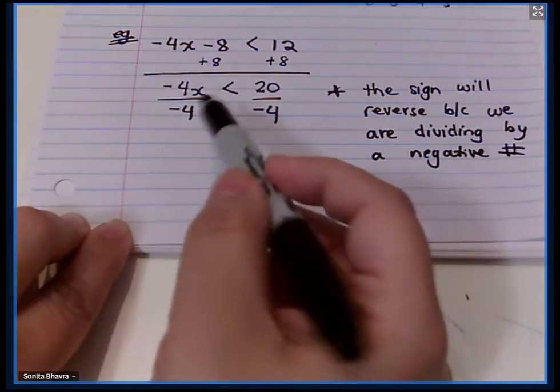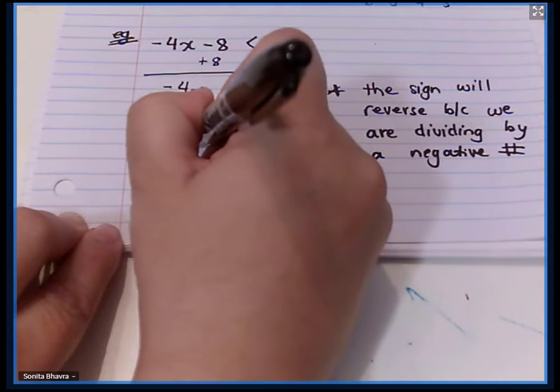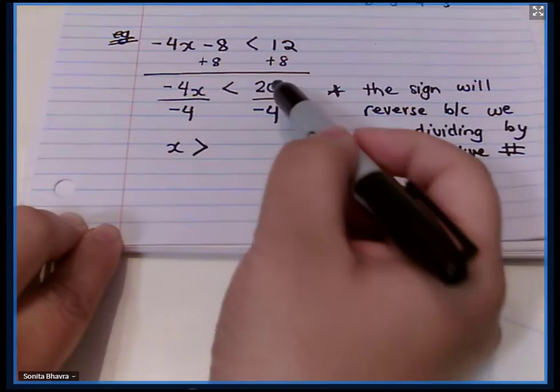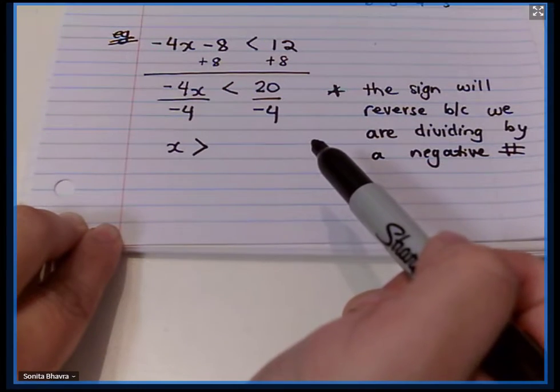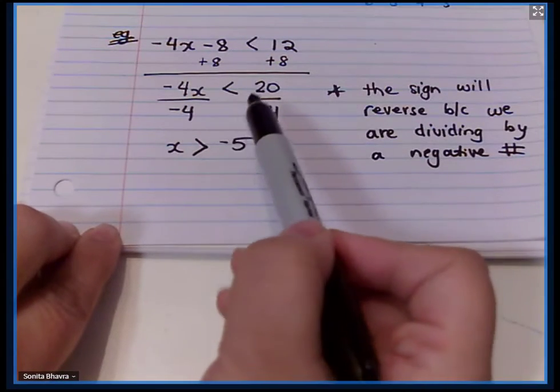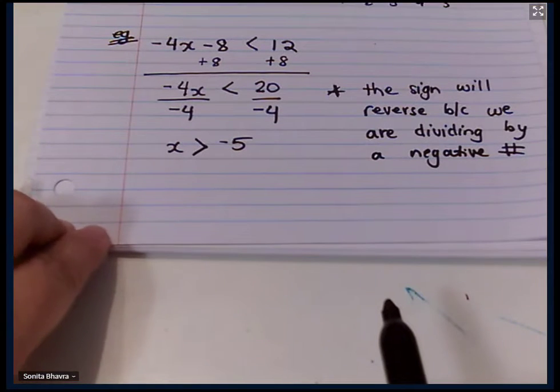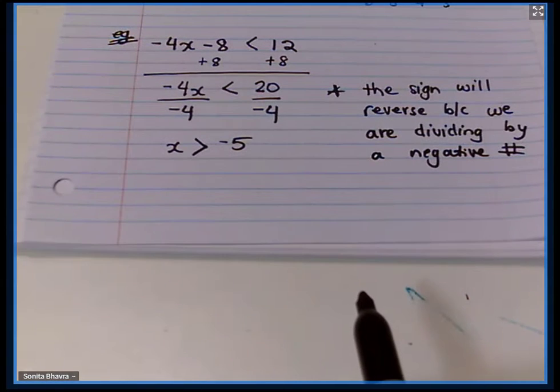All right, so our sign is going to reverse here. We're going to have x is now greater than, and then 20 divided by negative 4 is negative 5. All right, so it reversed. From that less than, it reversed to greater than. So lastly, we just have to draw our number line.